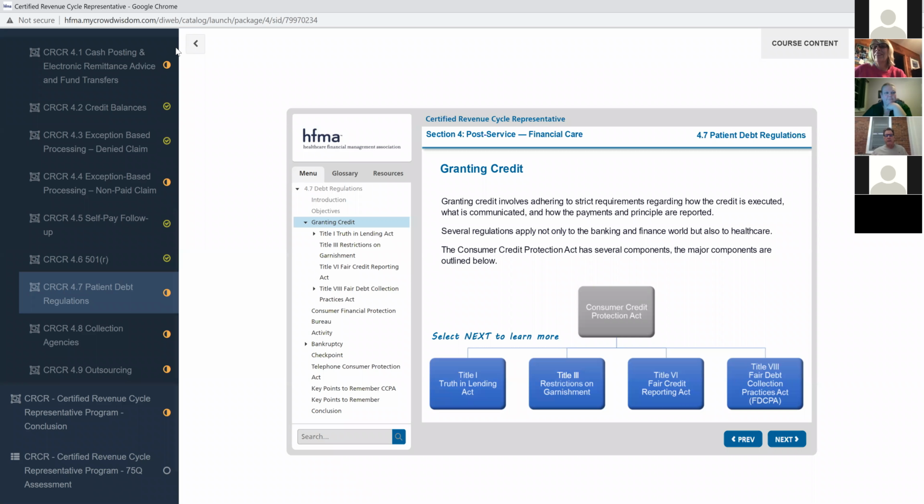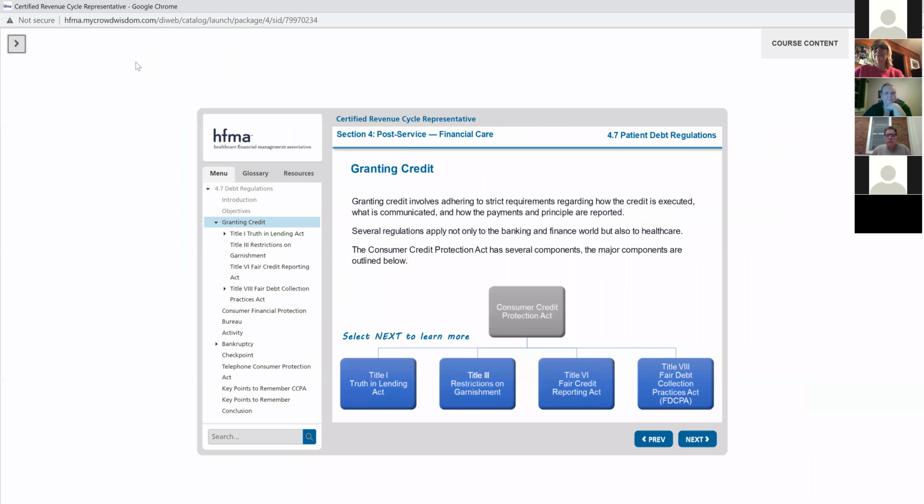Boy, I'm way behind. Anyway, I'm going to go through this section relatively quickly because we're going to talk about credit agencies, truth in lending, garnishments, bankruptcy. Really, it's just numbers and definitions. So we'll start right here with granting credit. We won't get really into the weeds on this one. We'll do it very high level.